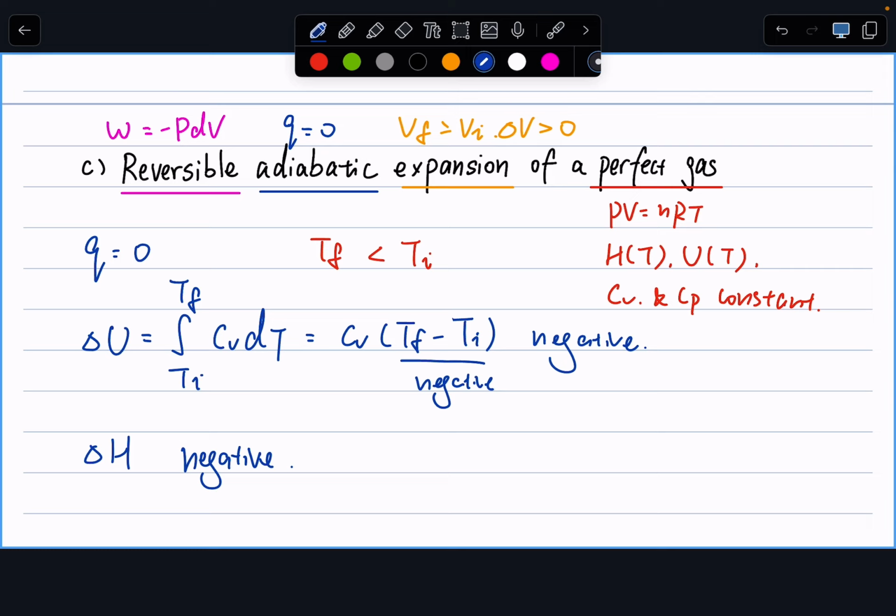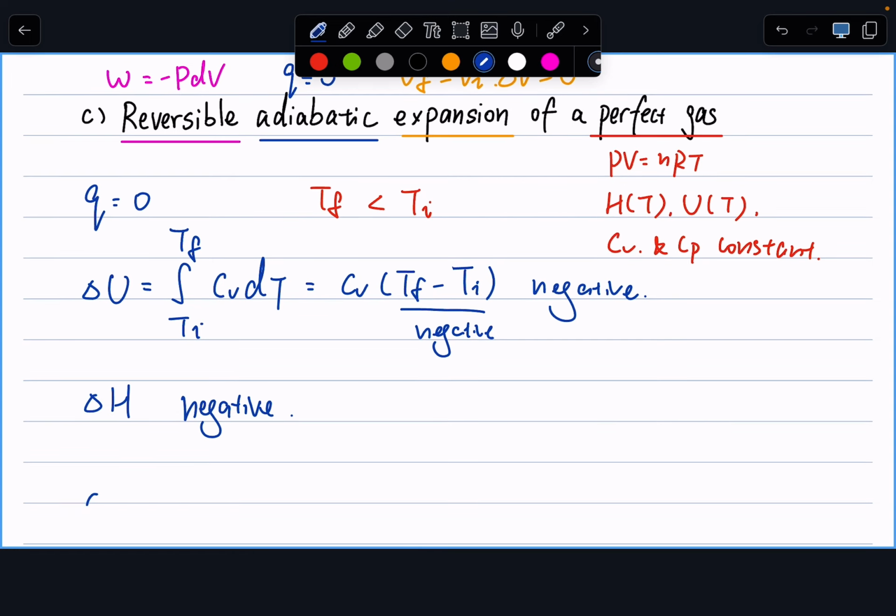Well, since heat is 0, my delta U and delta H are negative. My delta U equals Q plus W, so my W must be negative. The other way to think about it: it is a reversible expansion, right? So my work equals negative PdV. It is expansion, my system is doing work on the surroundings, so the work also must be a negative number.